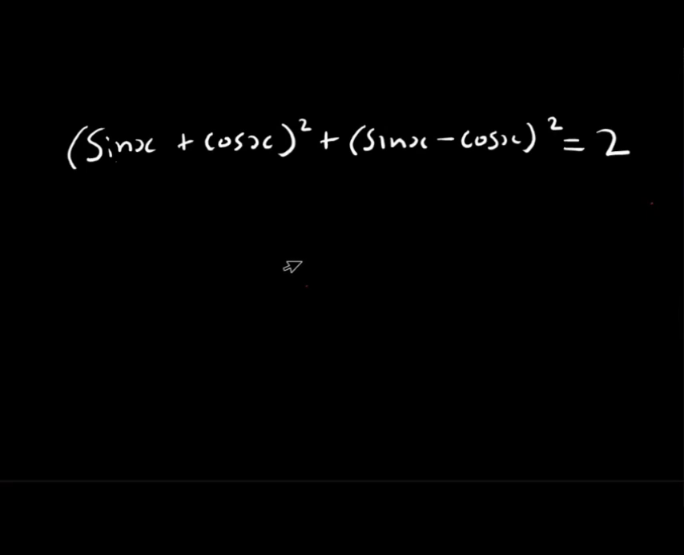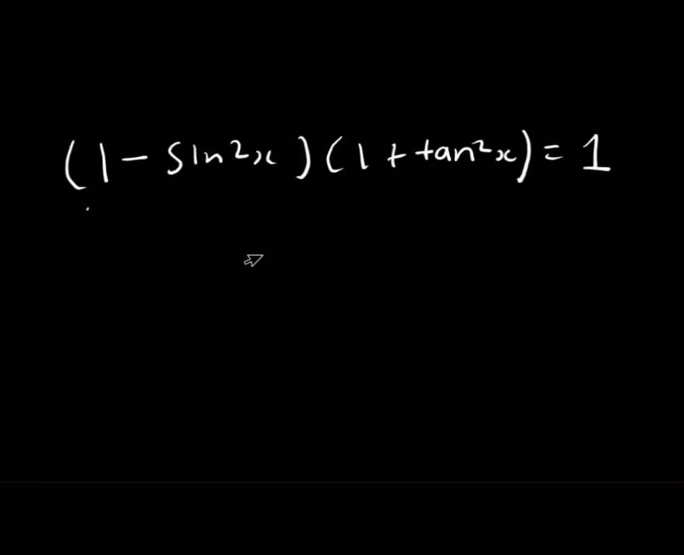All right, here is another question. Pause the video and attempt the question. So we're given a question. We're asked to prove that 1 minus tan squared x times 1 plus tan squared x is equal to 1. So we choose the most complicated side, which is the left-hand side. So we're going to say left-hand side.